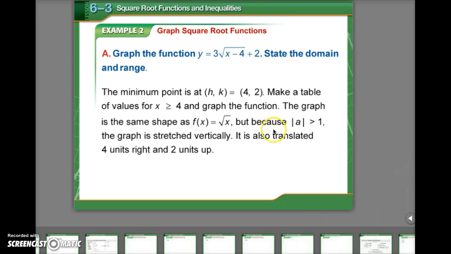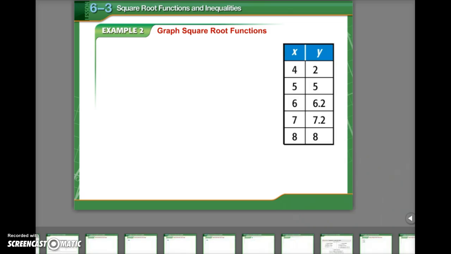One thing that's important to look at is to see that the a value is greater than 1. A is 3 up here. So it's stretched vertically, and it's translated 4 units right and 2 units up from the original graph, because the original graph starts at the origin.